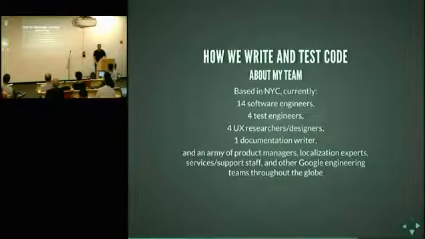Okay, so how does DFA write and test code? First, let me talk a little bit about our team. In Google's frame of reference, we're a medium-sized team. We're currently based in New York City. We've got about 14 software engineers, 4 test engineers, 4 UX researchers and designers, and we're kind of lucky in that regard, and 1 documentation writer, plus a whole army of people, from product managers, support folks, and localization project managers. To build anything, we often need to work with other Google teams. So it's definitely an operation that involves a lot of people.